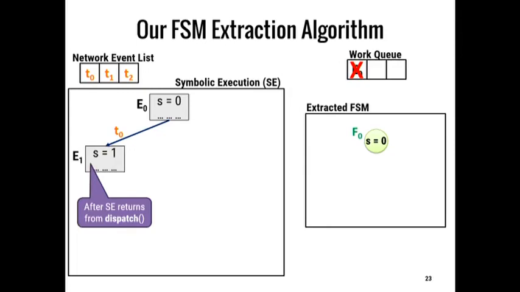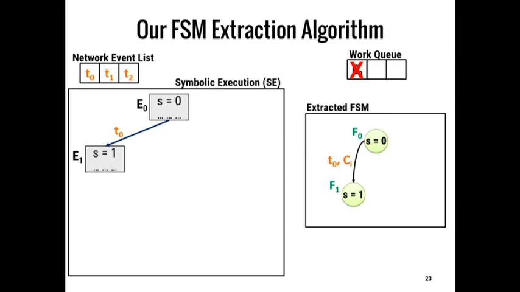So now we can extract the FSM state out of it, and the value of the variable has changed from S equal to 0 to S equal to 1. Now this is a new FSM state we haven't seen yet, so we add it to our graph. And we also add a transition from F0 to F1 with a condition that is a combination of the network event and the path constraint from E0 to E1. And also, since F1 is a new FSM state, we will keep the corresponding execution state in our queue so that we can explore it further.